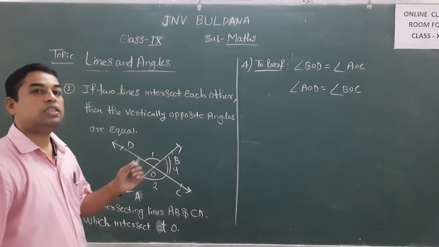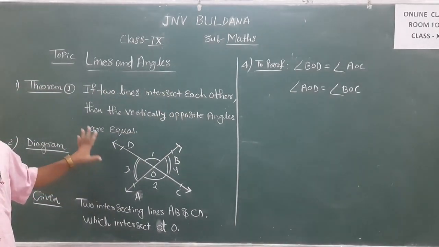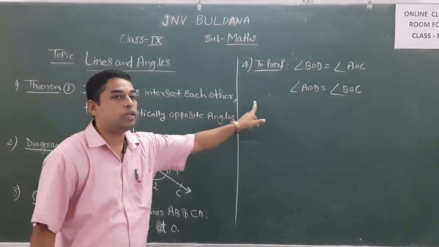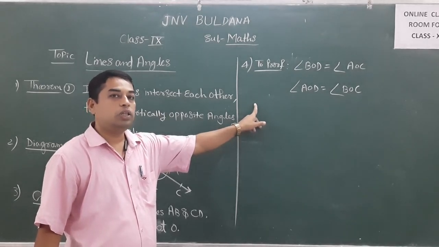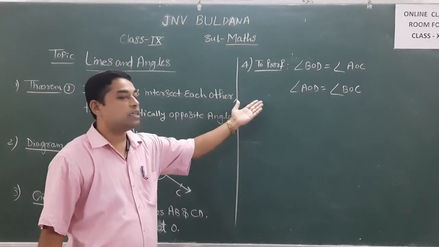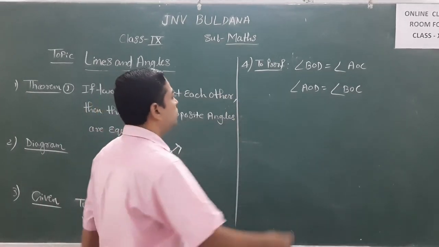After that, if any construction is required to prove, in this theorem there is no construction required. But if construction is required, so in the fifth number step you will write construction. Okay, it depends on the theorem. Where it is needed, you write the step 5 construction. After that, we will start proof.